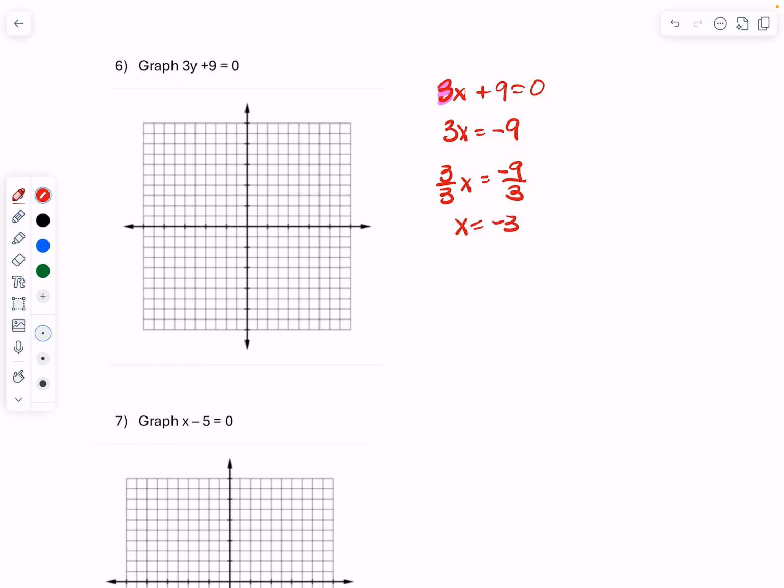Okay, and I accidentally put an x there, so let me go back and make that y. So I'm just going to fix this really quick. Okay, so y equals negative 3. That looks better. So again, I have to label everything 1, 2, 3, 4, 5, negative 1 through negative 5 on both axes.